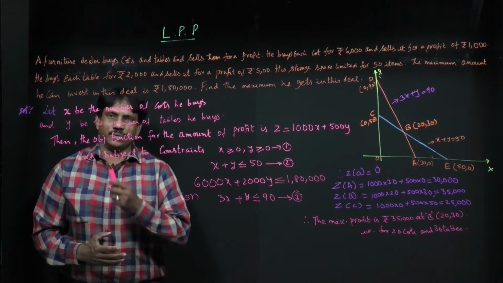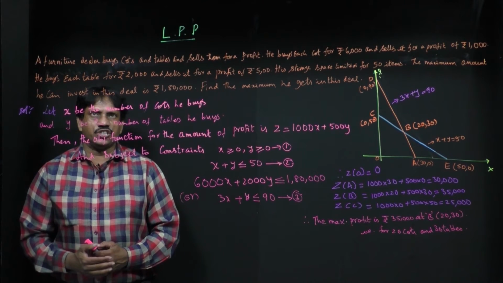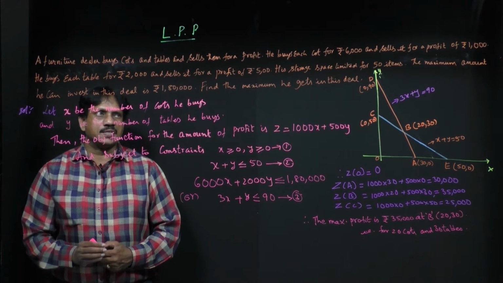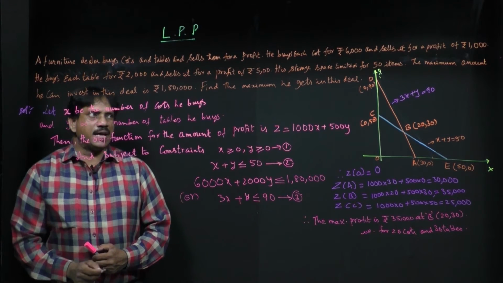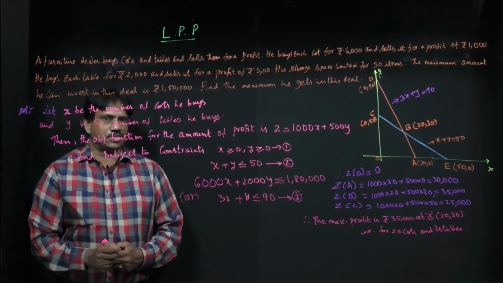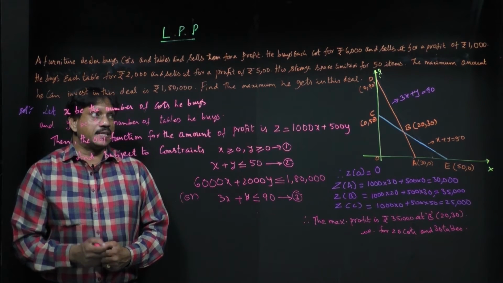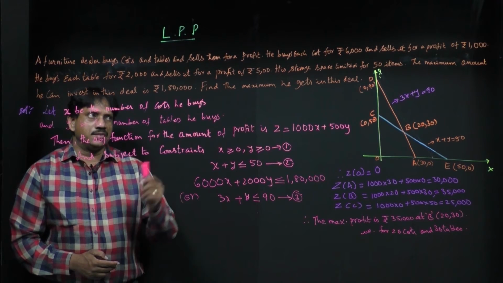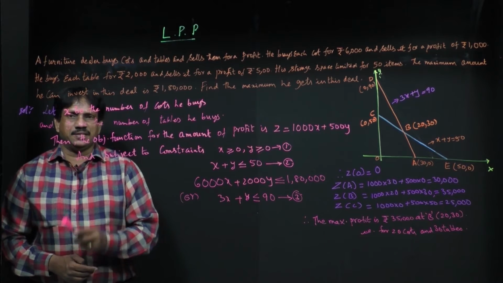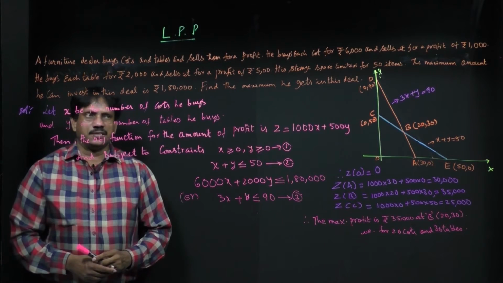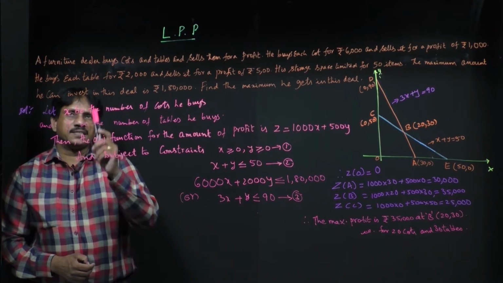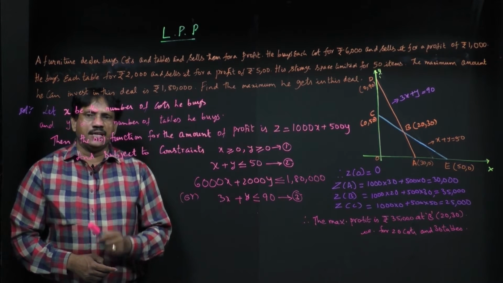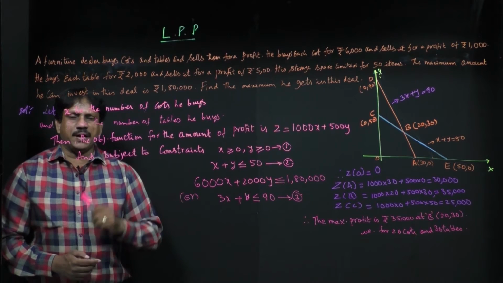Once again students, look at the problem. A furniture dealer buys cots and tables and sells them for a profit. He buys each cot for rupees 6,000 and sells it for a profit of 1,000. Now let X be the number of cots he buys. He buys a table for rupees 2,000 and sells it for a profit of 500. Let Y be the number of tables he buys.